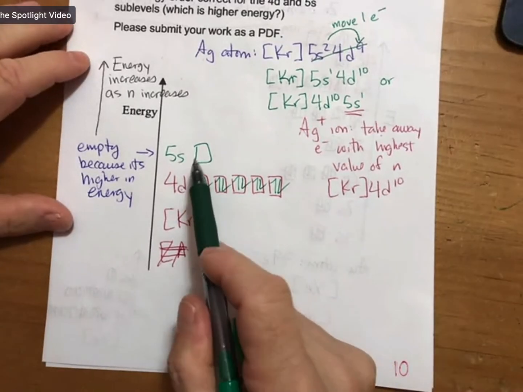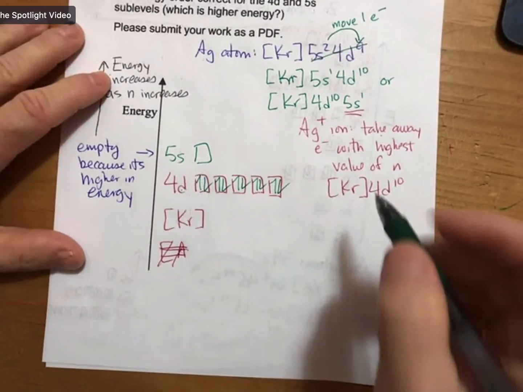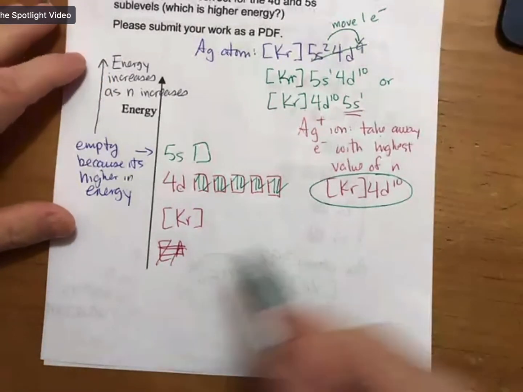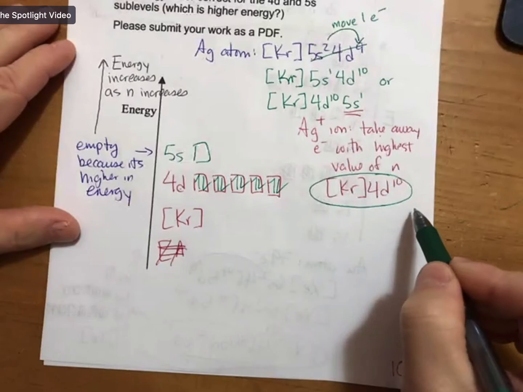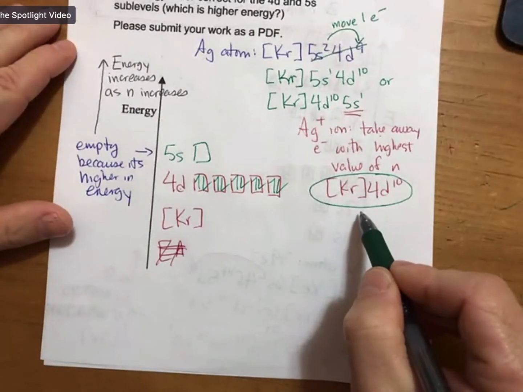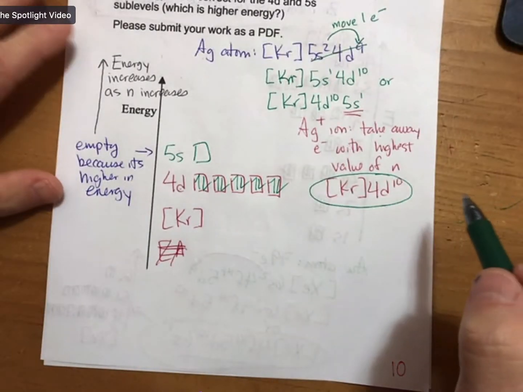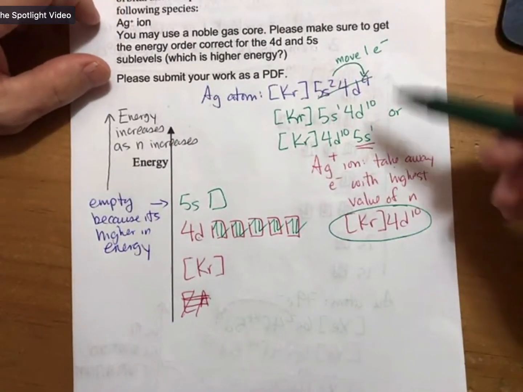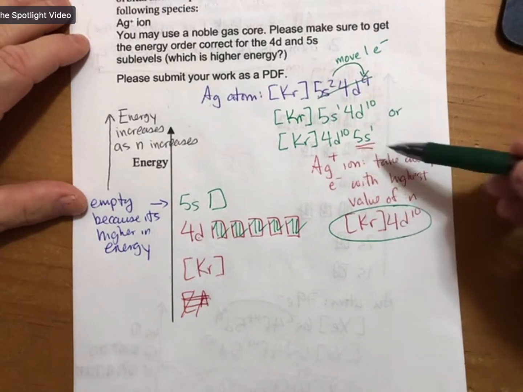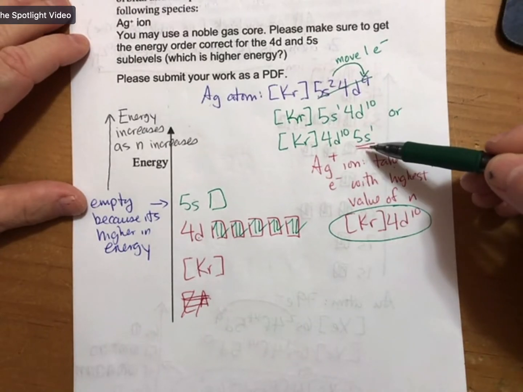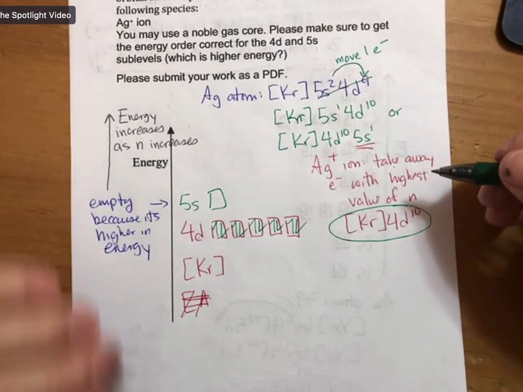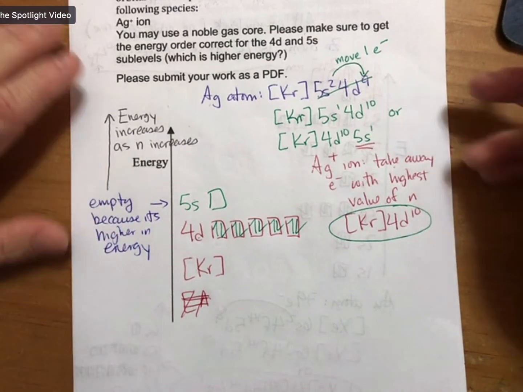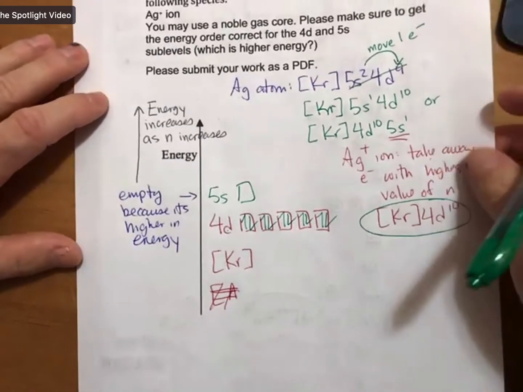So the reason we did not fill this box before was because we were doing this, and there was nothing in 5s. This was the silver plus ion, and when we made the silver plus, we took away this electron. So if there are no electrons in it, you do not have to draw it. I don't know if that answers your question.